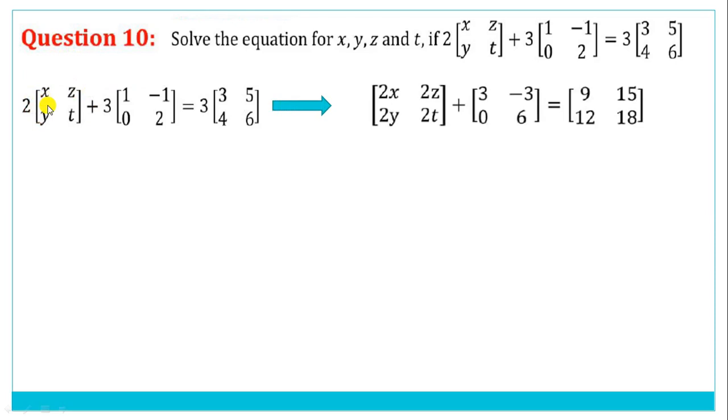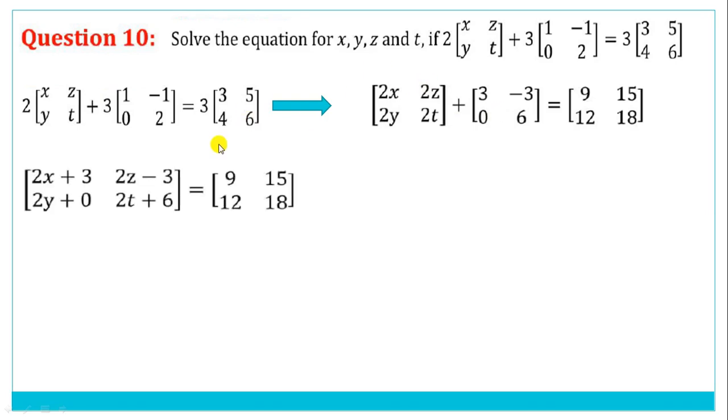After multiplying each element of this matrix with 2, this is what we will get. Plus, after multiplying each element of this matrix with 3, this is what we will get. Equal to, and after multiplying each element of this matrix with 3, this is what we will receive. On the left hand side we have to add the two matrices, so we will add them. On the left hand side, 2x plus 3, 2z minus 3, 2y plus 0 and 2t plus 6. Right hand side will remain unaffected.